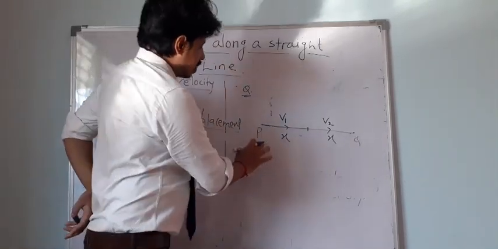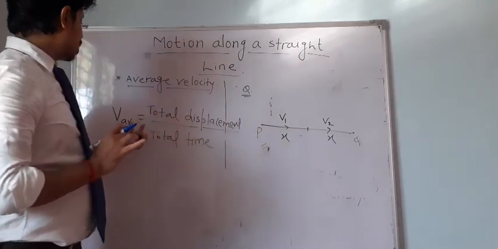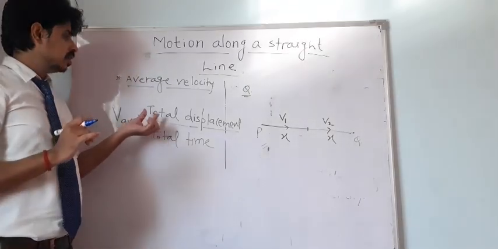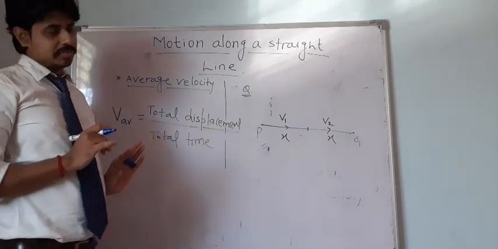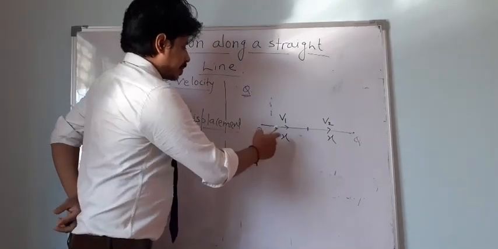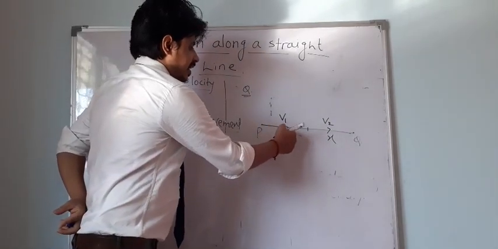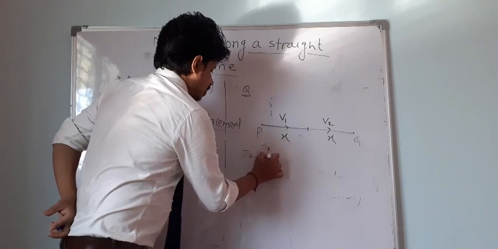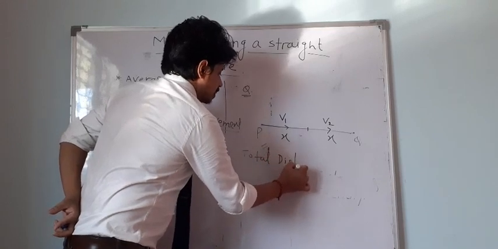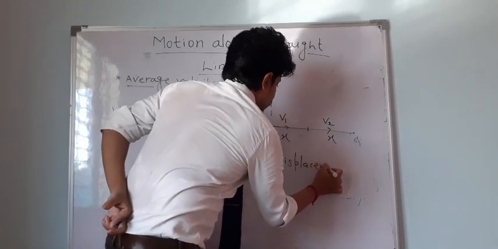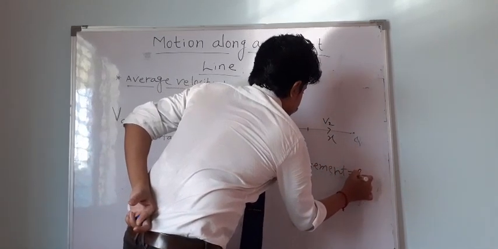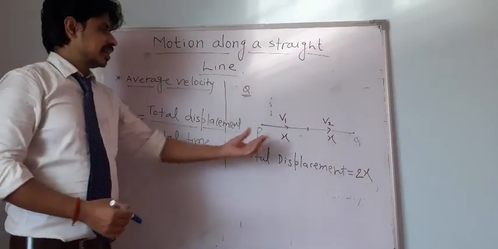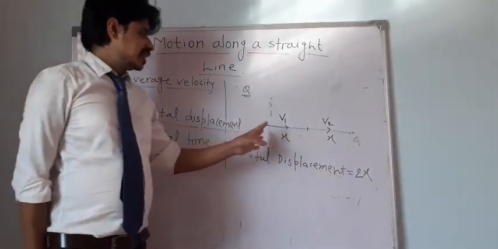Very simple, we will just apply the definition. To find the average velocity, I need two things: the total displacement and the total time. Displacement is given. Let it be x and x, so the total displacement is 2x, because in the question it is given as two equal halves.